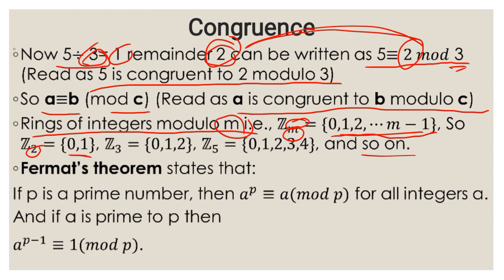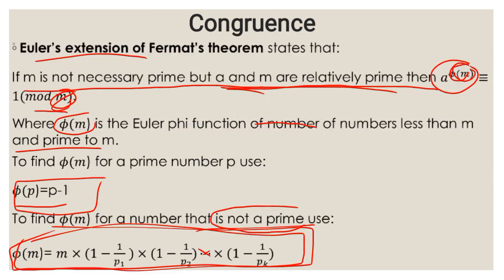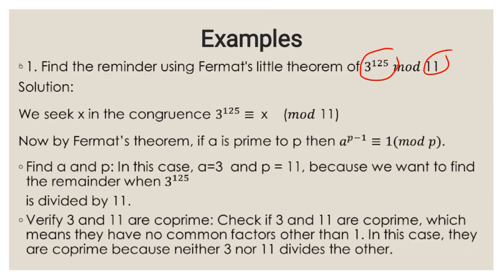Fermat's little theorem says that if P is a prime number, then A raised to the power P is congruent to A modulo P for all integers. And if A and P are coprime, then whenever you take A raised to the power P minus 1 and divide by P, you will get a remainder of 1. And that's what we're told to use to solve our given example.